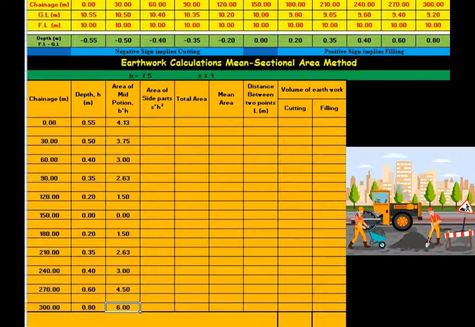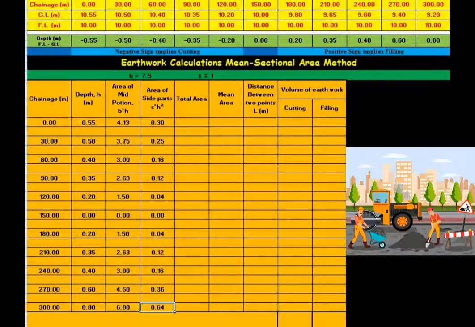After finding the area of mid portion, we need to calculate the area of side parts, which is SH squared, where the value of S is 1 and the values of H are in column 2. So we need to square these values and multiply them with S, that is 1. On doing so, we get the area of side part for the stations as 0.30, then 0.25, 0.16, 0.12, 0.04, 0, 0.04, 0.12, 0.16, 0.36 and 0.64.